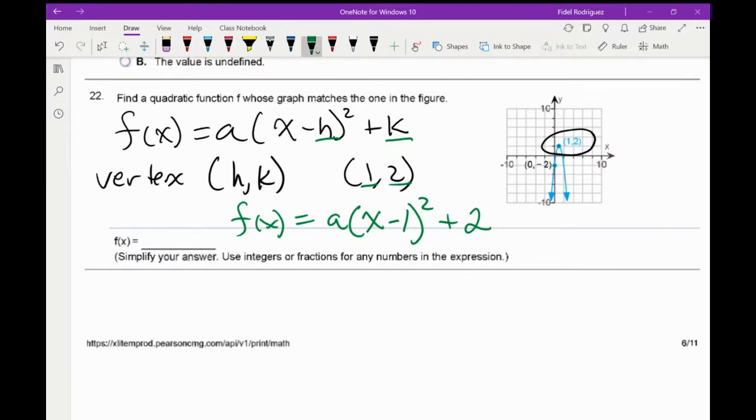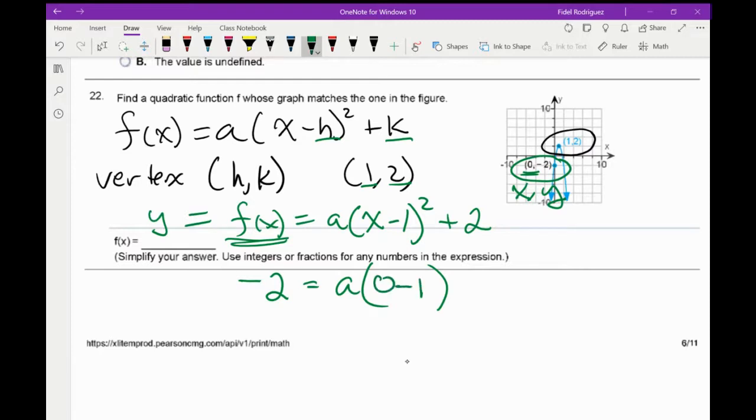Now, the other thing is we do have another point. We have this point right here, (0, -2). Remember, this stands for the x and this stands for the y. So the f(x) really is the same thing as y. So right here, I'm going to put the number -2 = a. The x number in this case was 0, so I'm going to put a(0 - 1)^2 + 2. Now, guys, what I need to do is solve for the letter a.